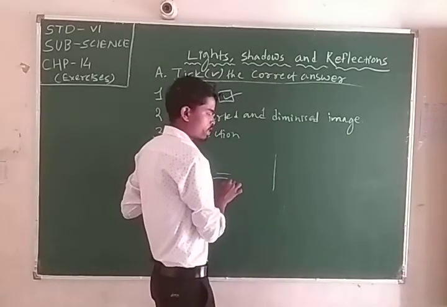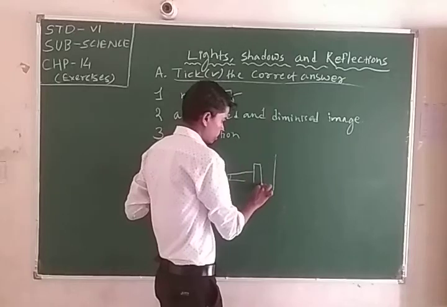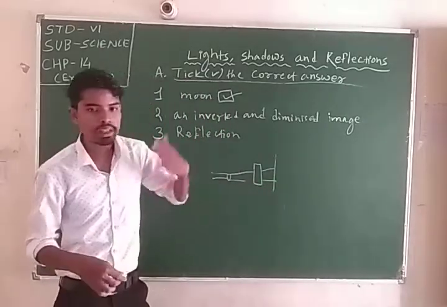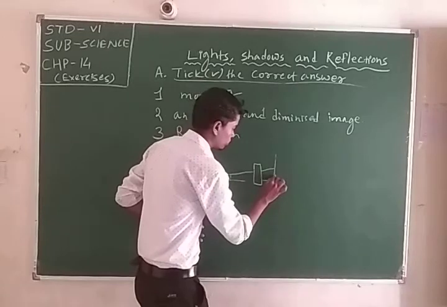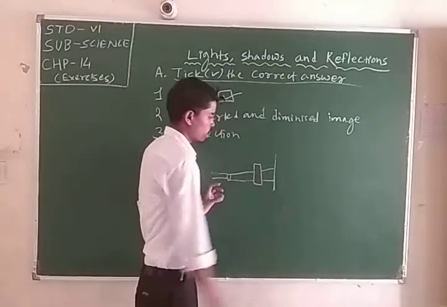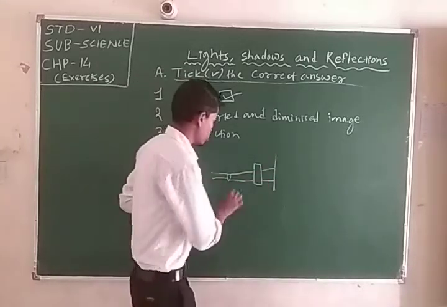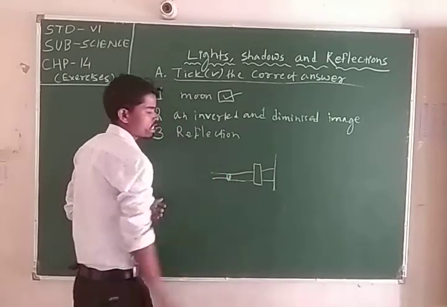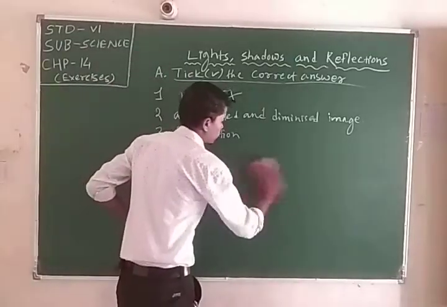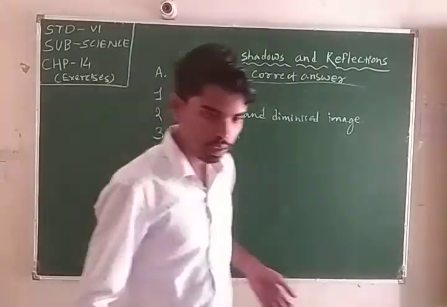To form a shadow, we need a light source, one opaque object and one screen, and the shadow will be formed there. A mirror is not necessary. So mirror is the correct answer, A.